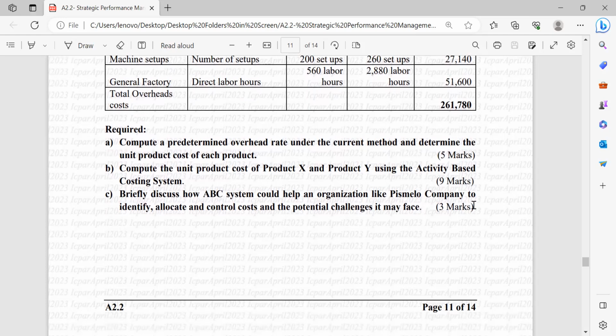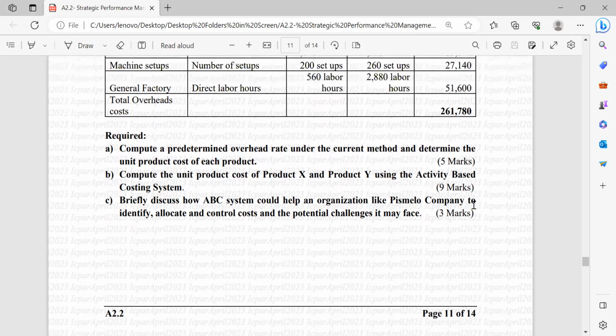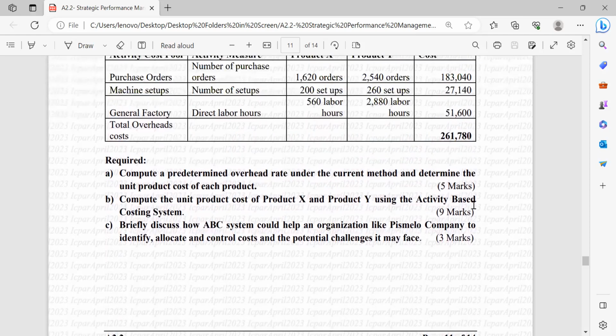This Pismero company, of course, we have seen that it is a public company. We need also to understand more how we can allocate, how we can identify, and even control cost. And you have to tell them the potential challenges that Pismero company, as a public company, may face. So these are like free marks for us. Now, let's move.